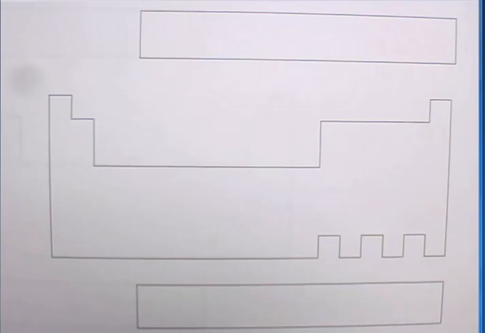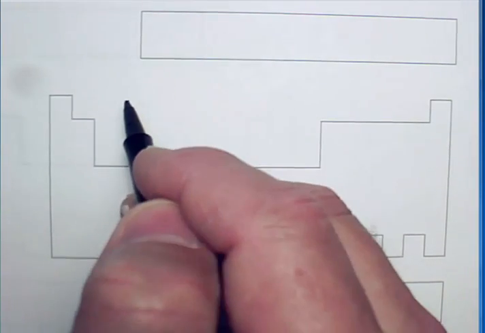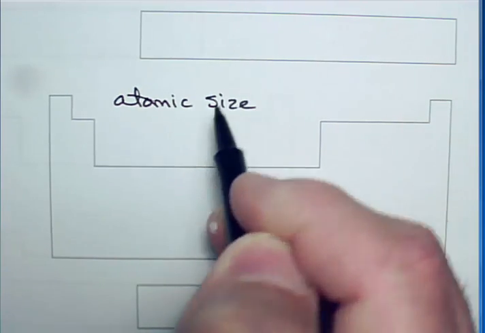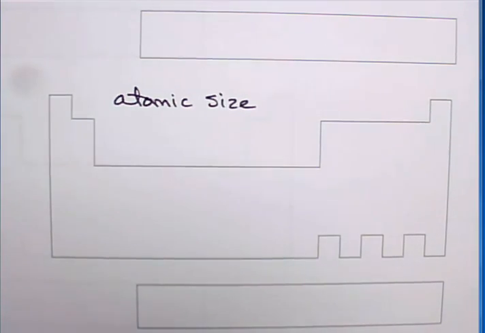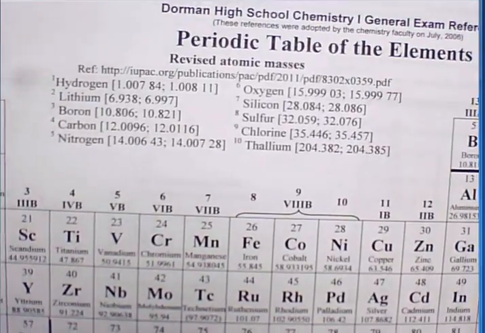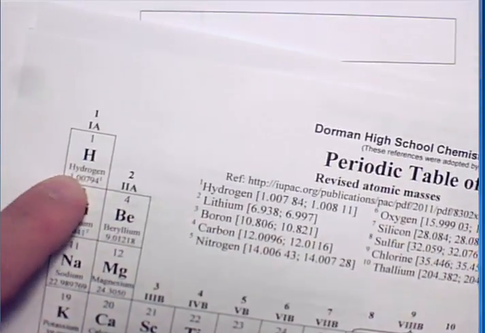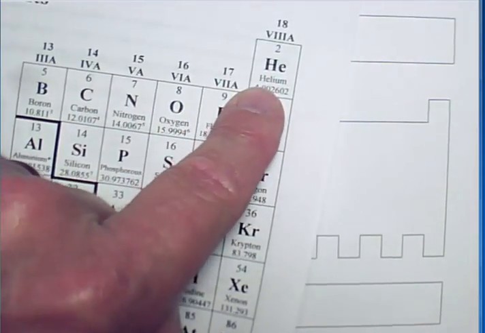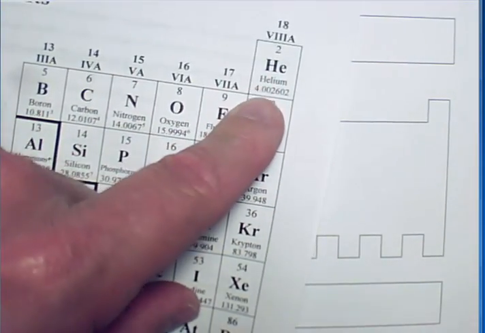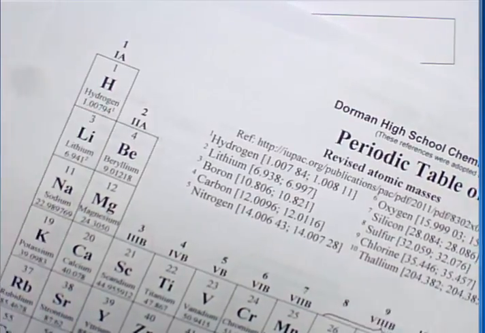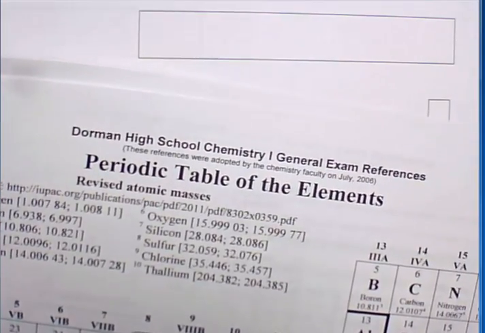Are we going to have to know all these parts? Yes. You have to know all these things. So let's talk about atomic size. Let's go back to your periodic table here. If we look at hydrogen, which is right here, and go across that first period to helium, which one is larger? Helium has an atomic number of 2, an atomic mass of 4, roughly. Hydrogen has an atomic number of 1, an atomic mass of 1. Which one's larger in atomic size?